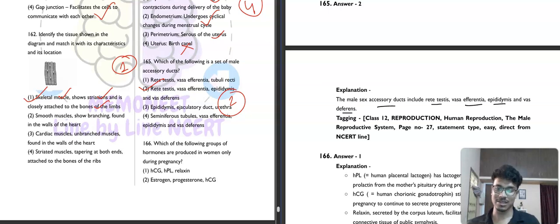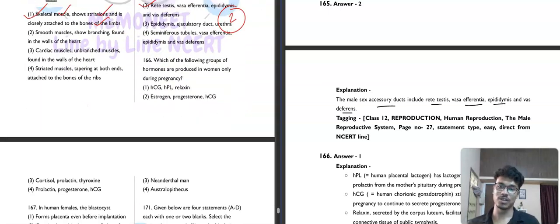Then question number 166. Which of the following groups of hormones are produced in women only during pregnancy? These are the hormones that will be released only during pregnancy. So hCG, hPL and relaxin. Human chorionic gonadotropin, hPL and relaxin are basically released only during pregnancy. The first option will be your correct answer.